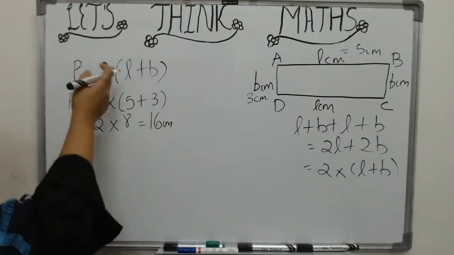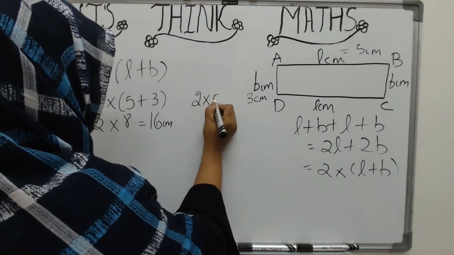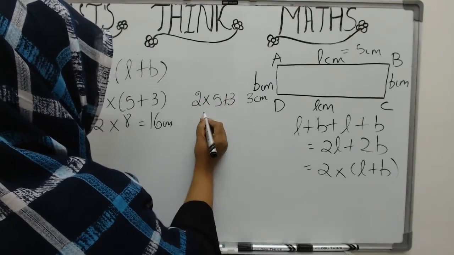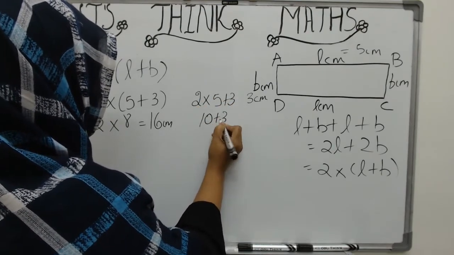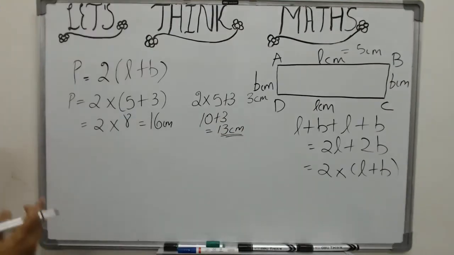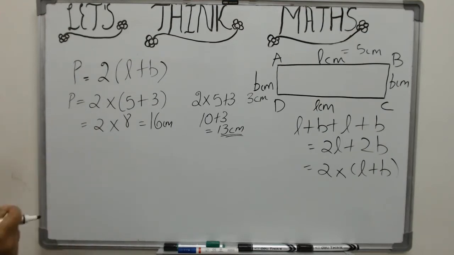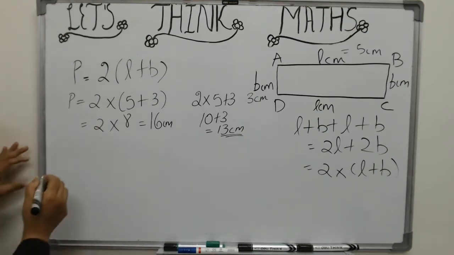And what happens if you do not put the bracket here? What you will get is 2 into 5 plus 3. That will be 10 plus 3. Or in other words, it will just be 13 centimeter. Now, what is causing this difference? It is the BODMAS rule. We have studied that earlier in the integers class also, right?